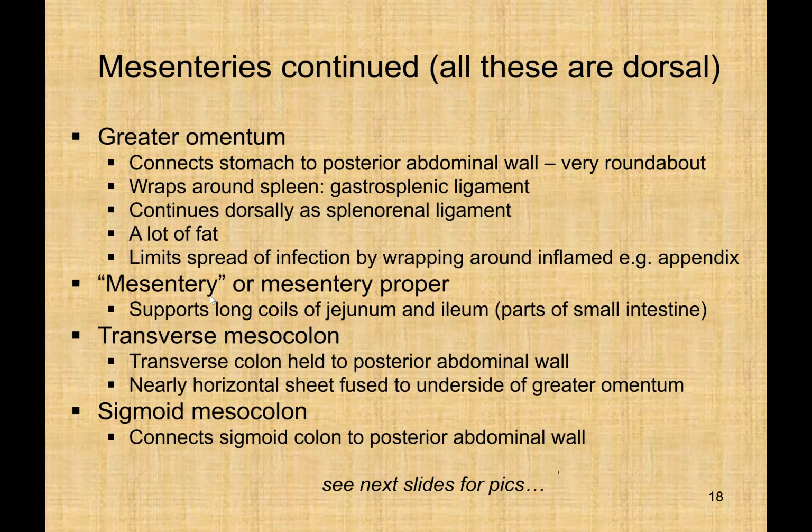The mesentery proper is the one that goes around the jejunum and then the ileum. Then we can also have the mesocolons. We can have the transverse mesocolon, the sigmoid mesocolon, the ascending mesocolon, and the descending mesocolon. The main ones are the transverse mesocolon, which connects the transverse colon to the posterior abdominal wall, and the sigmoid mesocolon, which connects the sigmoid colon to the posterior abdominal wall.